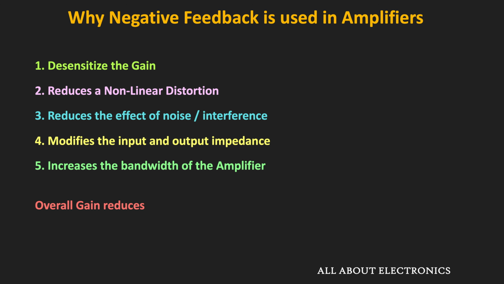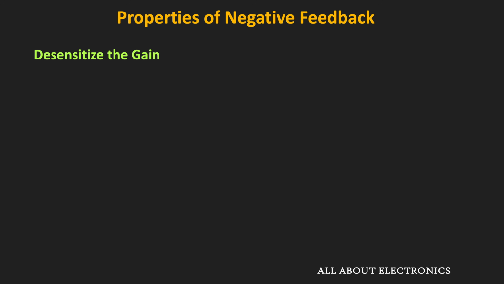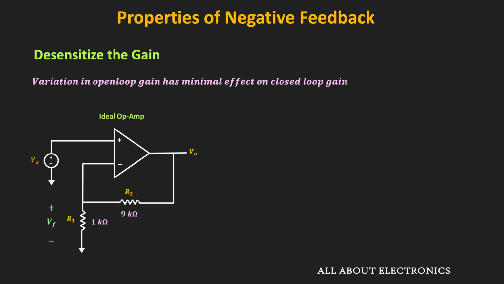This negative feedback desensitizes the gain of the amplifier. That means due to the temperature or some other external parameters, even if there is a variation in the open loop gain of the amplifier, the variation in the closed loop gain will be minimal. To understand that, once again, let us take the example of the op-amp.